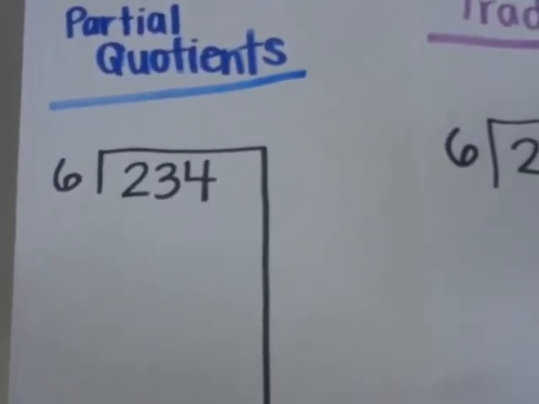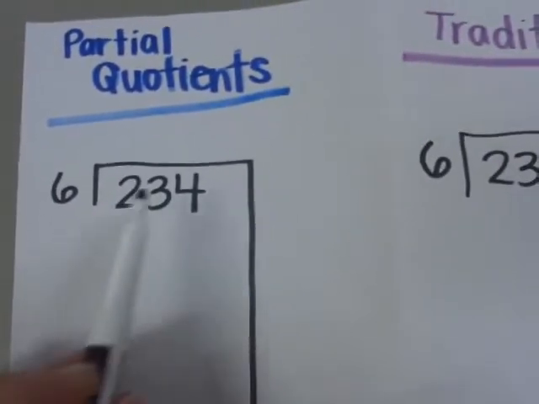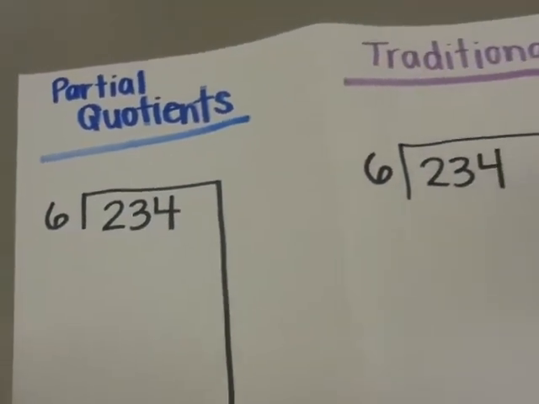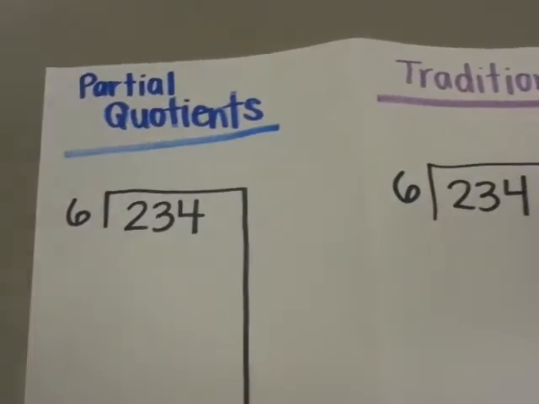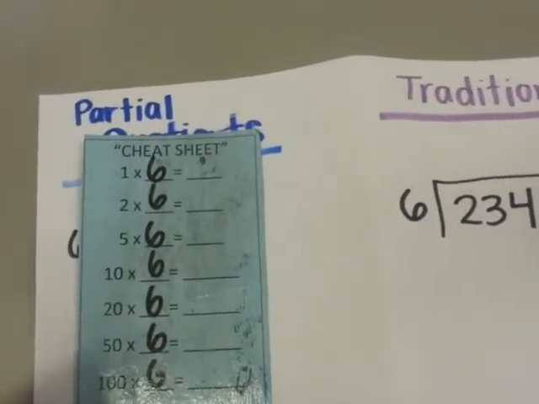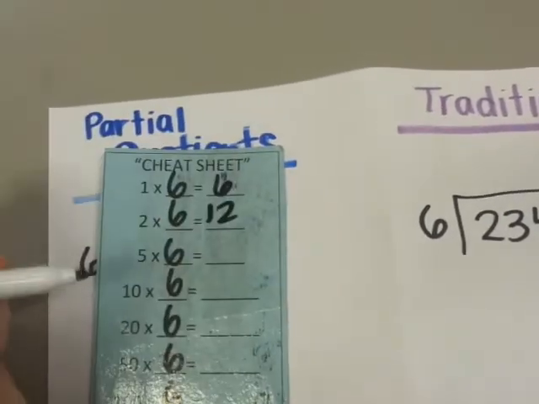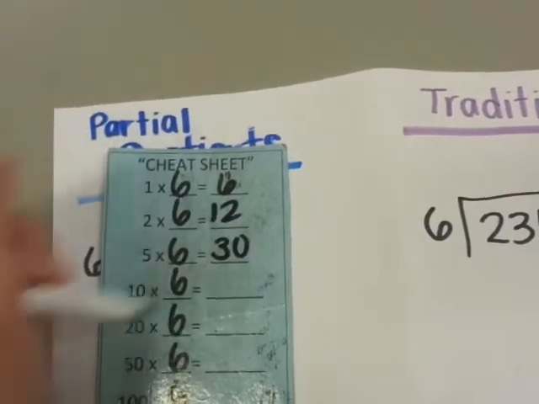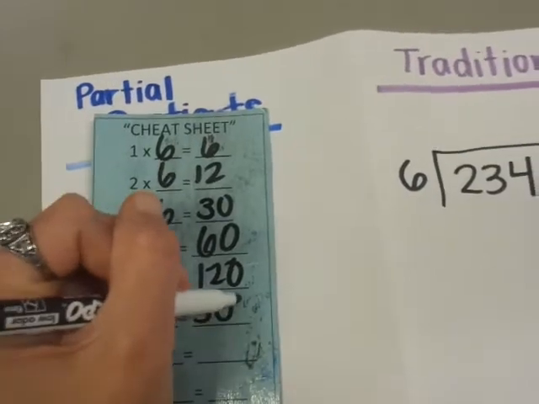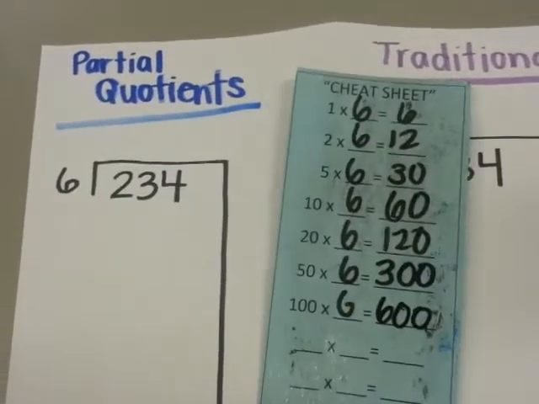So the first thing I get people to ask themselves is, how many times can 6 go into 234? So you're thinking about the whole number, 234. How many times can 6 go into that? Well, sometimes you can think of that mentally, but I have students use a visual which is called a cheat sheet. So they think about all the times of groups of 6 that you can make. So you can make one group of 6, 2 groups of 6, 5 groups of 6, which is 30, 10 groups of 6, which is 60, 20 groups of 6, which is 120, 50 groups of 6, and 100 groups of 6. So we kind of use this to compare.